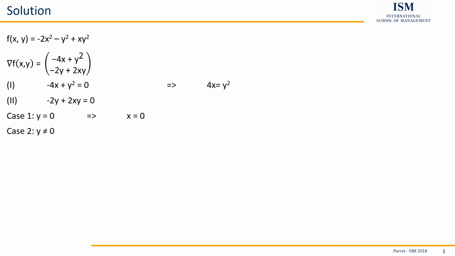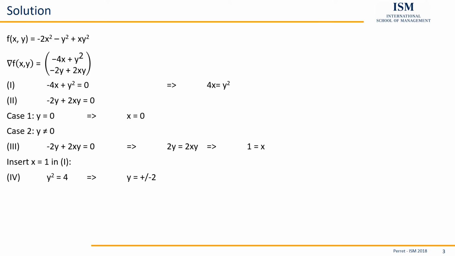Then we have a second case. Here y is different from 0. And in this case, we can divide here our second equation by 2y. Then we can solve this, giving us x being equal to 1. So if we have x being equal to 1, we can insert this into our first equation. This then reads as y squared being equal to 4, giving us here two possible solutions, y being plus 2 and y being minus 2.